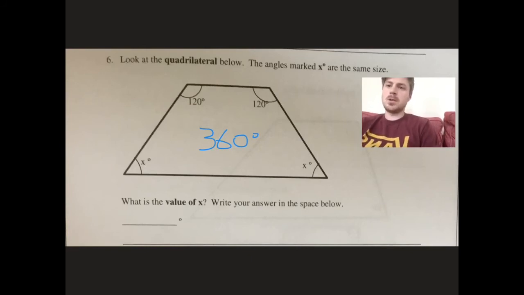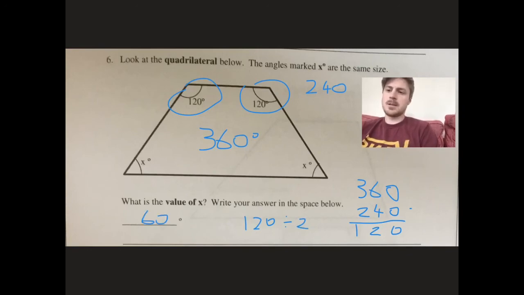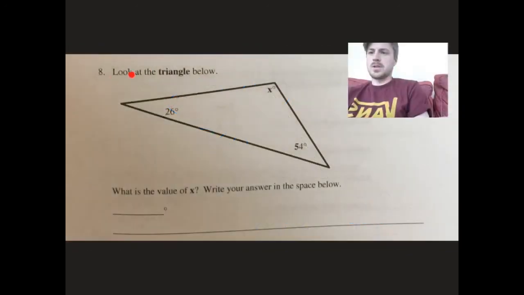So what we would need to do is do 120 add 120, which we know is 240. Then we can take that away from our 360. So take away would be 0, 2, and 1. So 120 is going to be the value for both of our angle x's. So to find one x, we would need to do 120 divided by 2, which we know would give us 60 degrees.